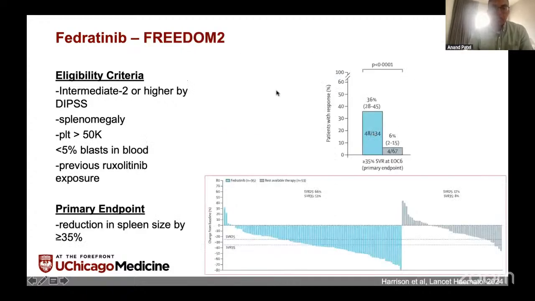And then another study of fedratinib, specifically looking at patients that had already been treated with a JAK inhibitor previously. So this was a phase 3 study called the FREEDOM-2 study. And here it shows that fedratinib is very effective even in patients who previously were already on a JAK inhibitor.